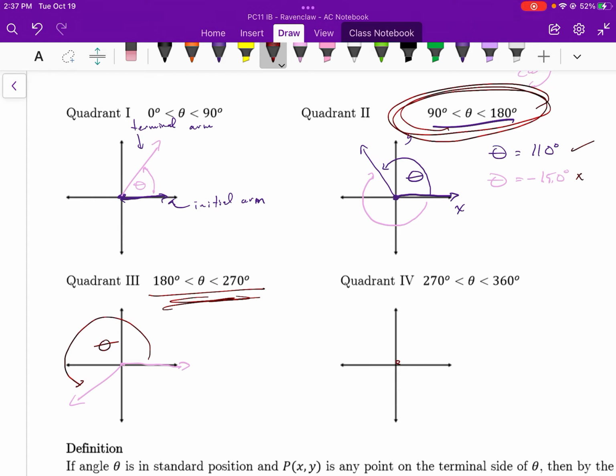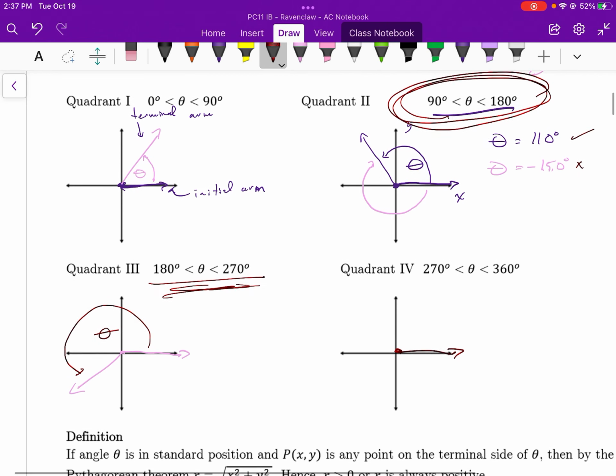Quadrant 4, let's move on there. There's my initial arm. Wish I had a ruler, very difficult. But if I know that my terminal arm is between 270 and 360, it's going to terminate there. And we have to measure it in a counterclockwise direction, and that's theta.